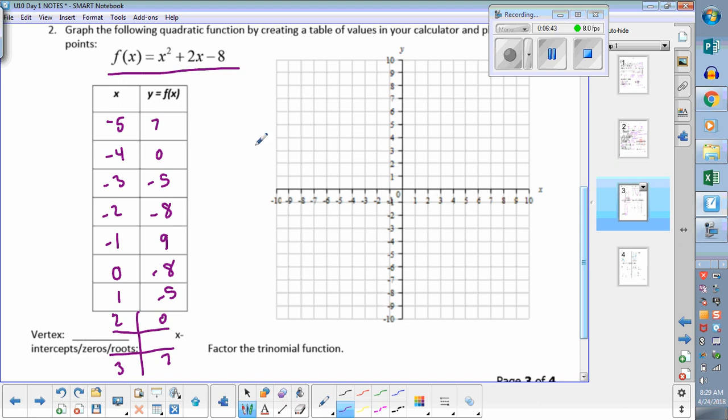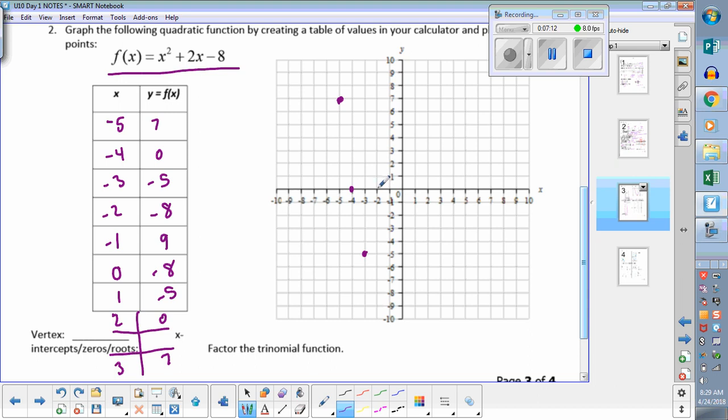So what we're going to do is graph these points starting with our x values, starting at -5 going up to 3. So -5 and 7, that's going to be my first point right here. Then I have -4 and 0. Starting with the x is -4, but y is 0, so I'm not going to move off the x-axis. Then I have -3 and -5. -3 on my x, and then I go down to -5 on my y.